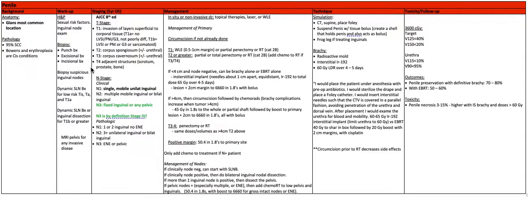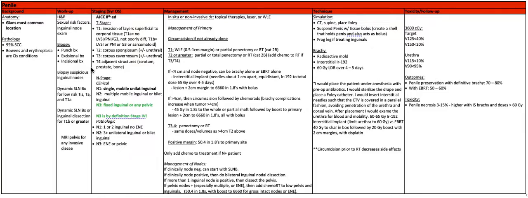Staging, 5-year overall survival, AJCC 8th edition staging. T-stage. T1, invasion of layers superficial to the corporal tissue. T1a equals no LVSI, PNI, grade 3, and not poorly differentiated. T1b is LVSI or PNI or grade 3 or sarcomatoid. T2 is corpus spongiosum invasion with or without urethral invasion. T3 invades corpus cavernosum with or without urethral invasion. T4 invades adjacent structures like the scrotum, prostate, or pubic bone. M1 is distant metastasis.